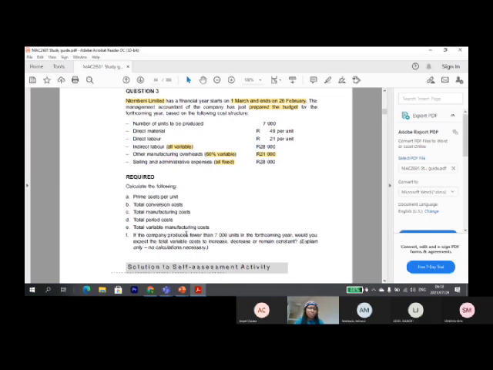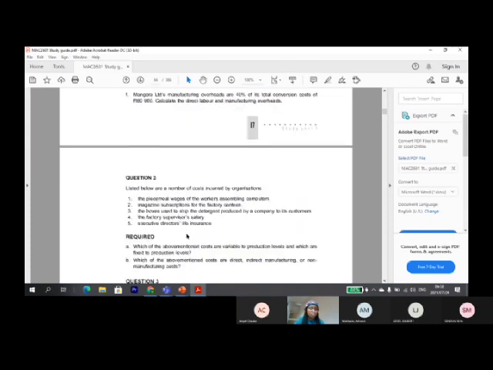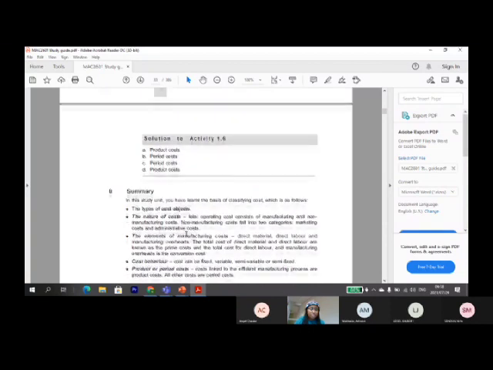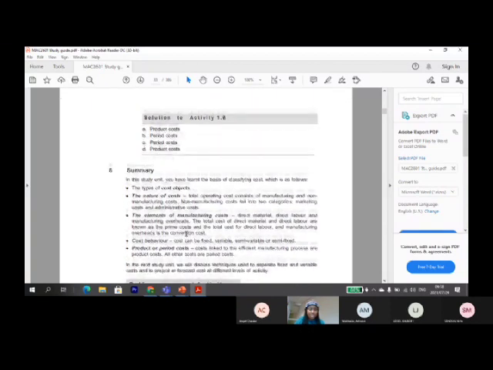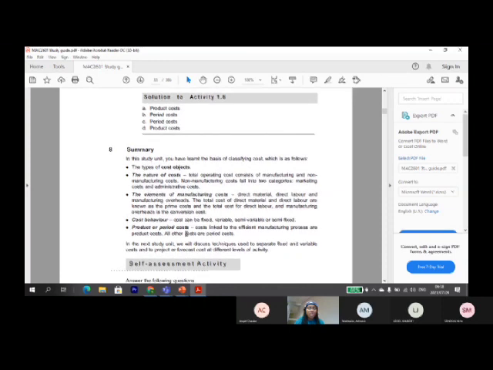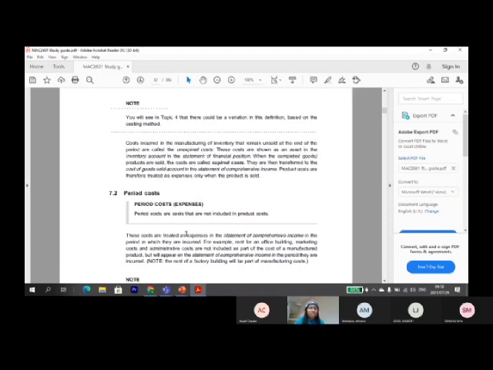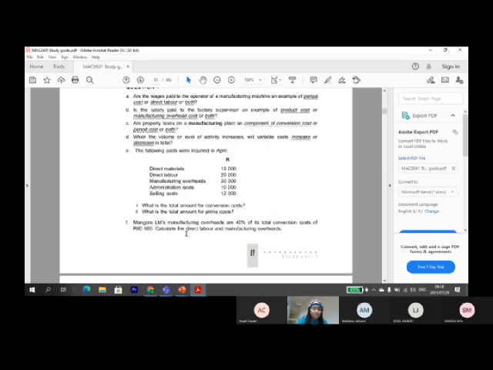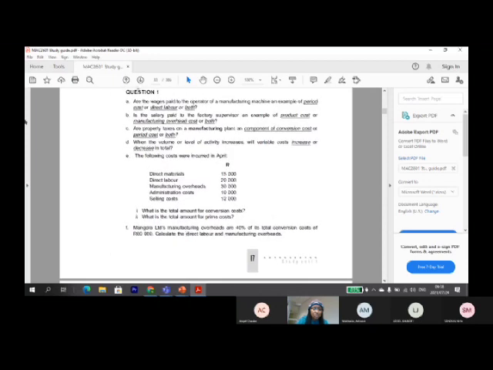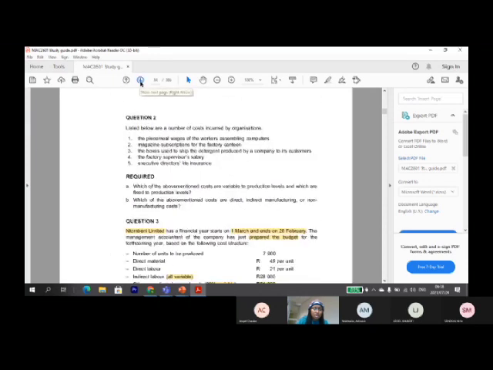What is the period cost? Now they're testing you based on the principles that we taught here. This was a summary, sorry. Period costs are costs that are not included in the product costs. So those are your indirect costs, because these are your non-manufacturing costs. Well, I didn't lose that question.